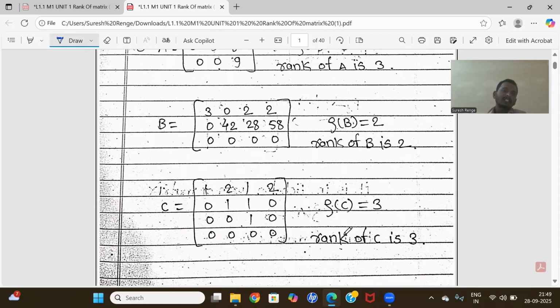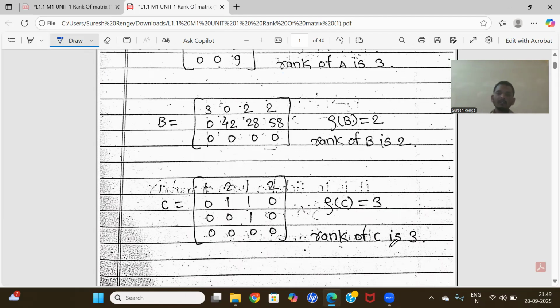Now, this is matrix C. It is in echelon form. Therefore, the rank of matrix C is equal to 3.